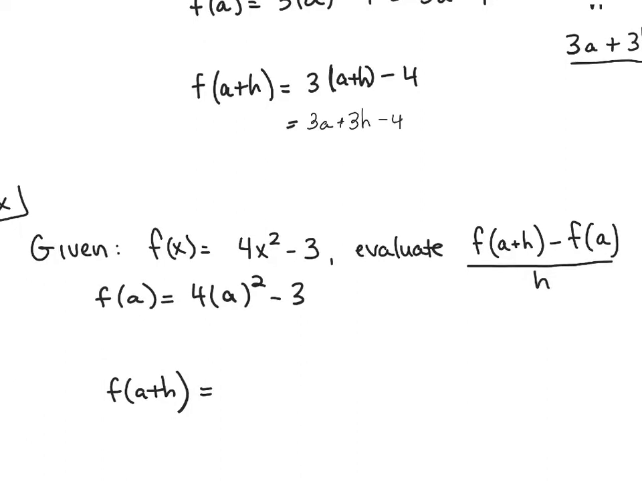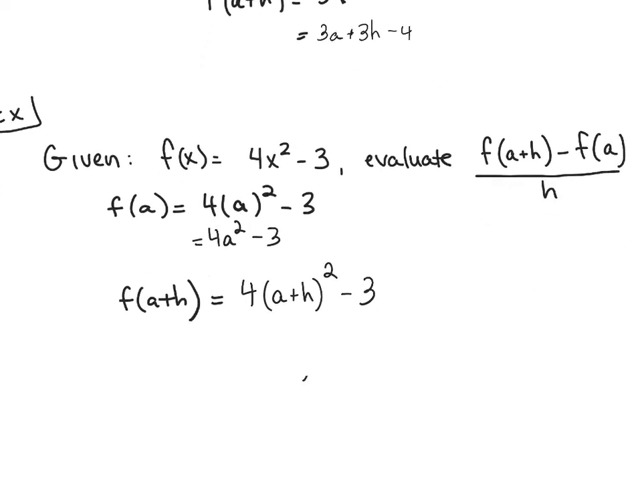Now, well, let me finish before we move down here. So a squared, or a to the second power, is a squared. 4 times a squared is 4a squared minus 3. Now with a plus h, it's the same function. The function is 4 multiplied by an input squared minus 3. In this case, the input is a plus h.